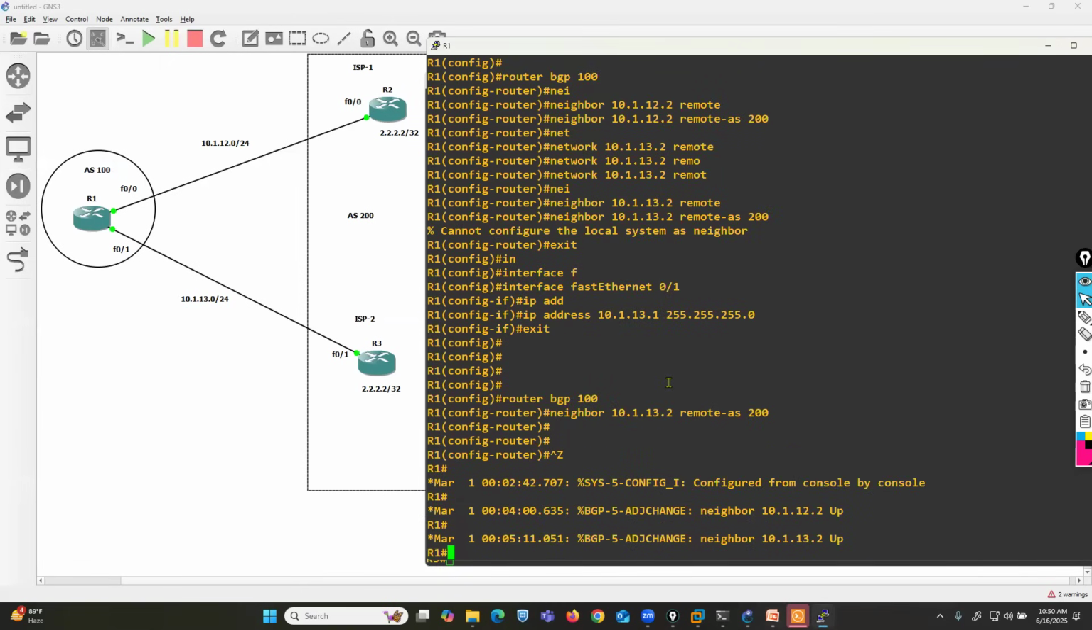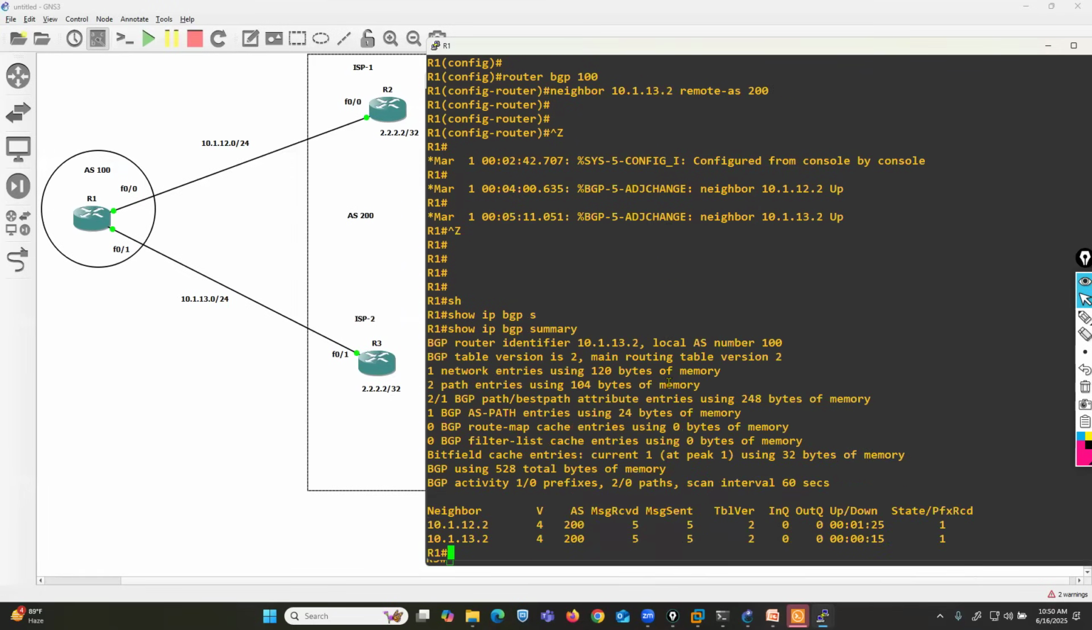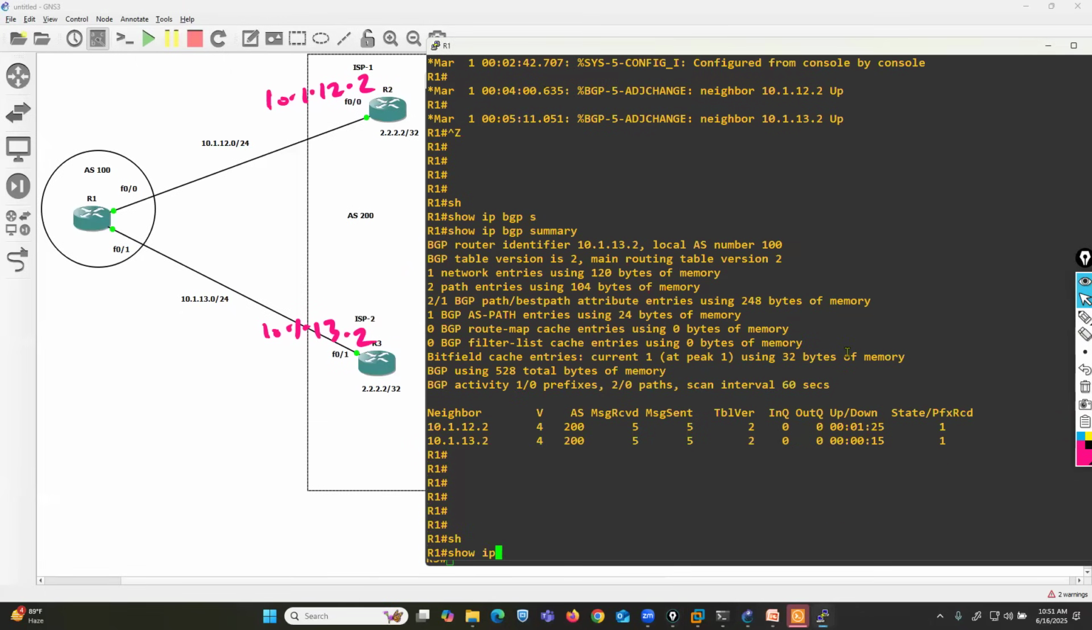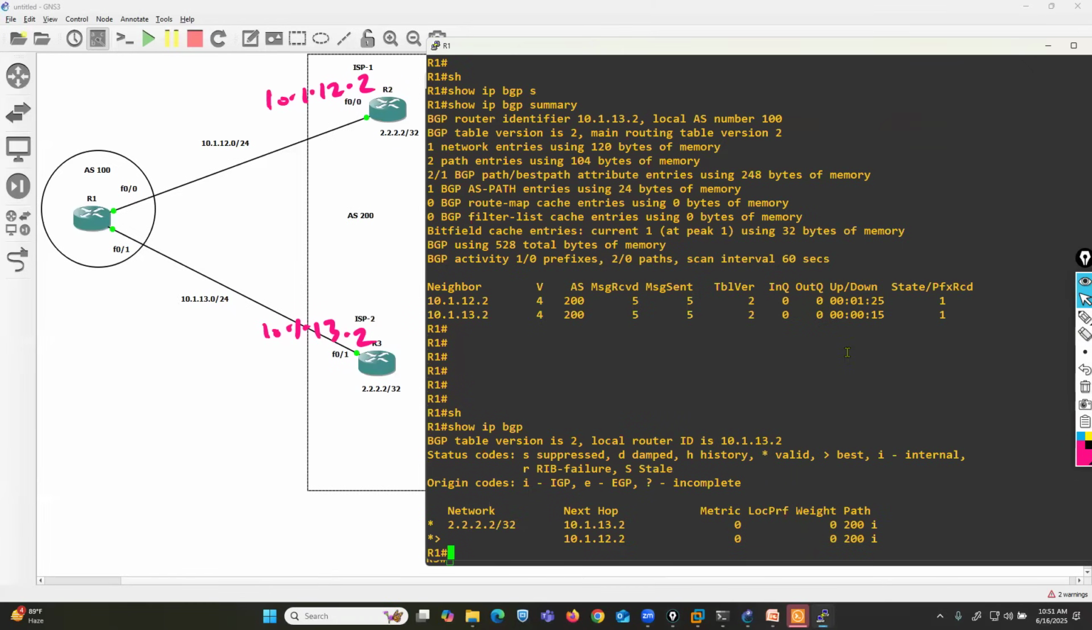Let's start our verification. On R1, I'm using the show ip bgp summary command to verify neighbor information. Yes, I have two neighbors here, 10.1.12.2 and 10.1.13.2, right? And if I'm trying to verify my BGP table information, show ip bgp. So you can see now 2.2.2.2.